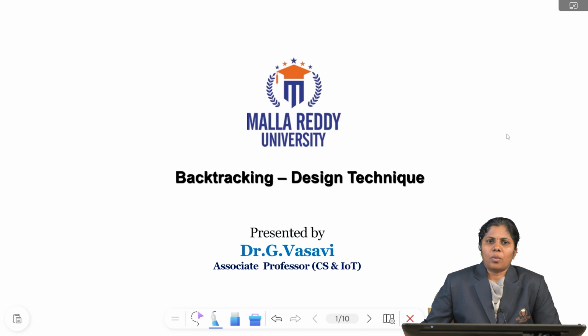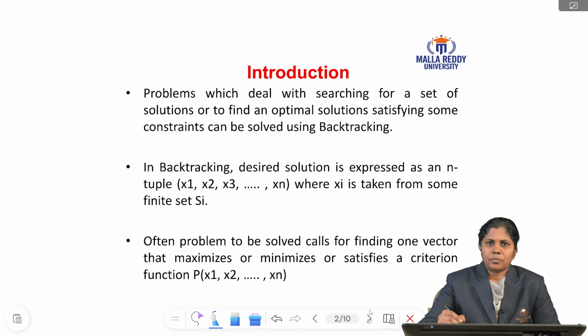For any given problem, we have one single solution. If a problem is required to have more solutions, we go for the technique of backtracking. The problems which deal with searching for a set of solutions, or finding an optimal solution satisfying some set of constraints, can be solved with the help of the technique of backtracking.